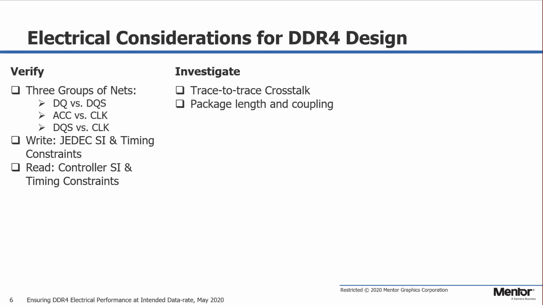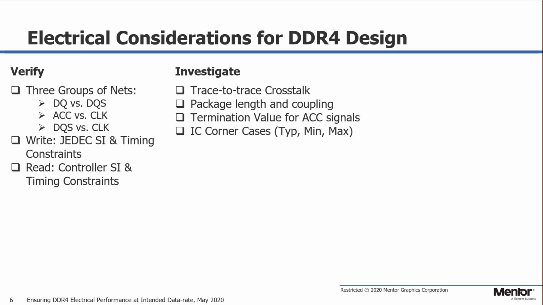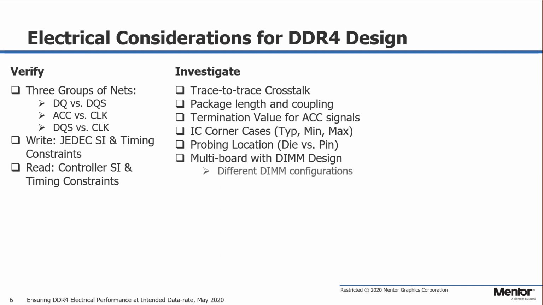For example, trace-to-trace and package coupling effects could either affect your margins significantly or not, depending on the drive strength and termination values you use. Another example is that you must account for the worst corner cases of the devices to ensure that your design still has expected margins. I'll show in the demo how these effects can be simulated in HyperLynx on both memory down and multi-board DIMM cases in this webinar.